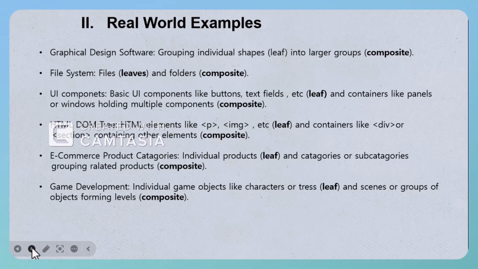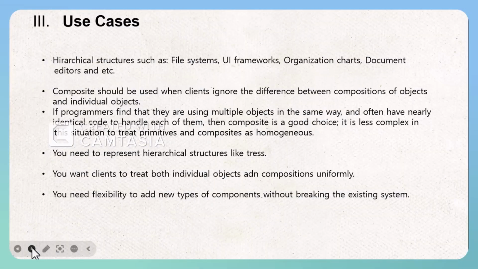HTML DOM tree: HTML elements like p for paragraph and img for image are like leaves, and the containers like div, division, or section containing other elements are like composites. E-commerce product category is another real-world example of the composite design pattern. Individual products are like leaves or children, and categories or subcategories grouping related products are composites. In game development, individual game objects like characters or trees are like leaves, and the sets or groups of objects forming levels act like composites.